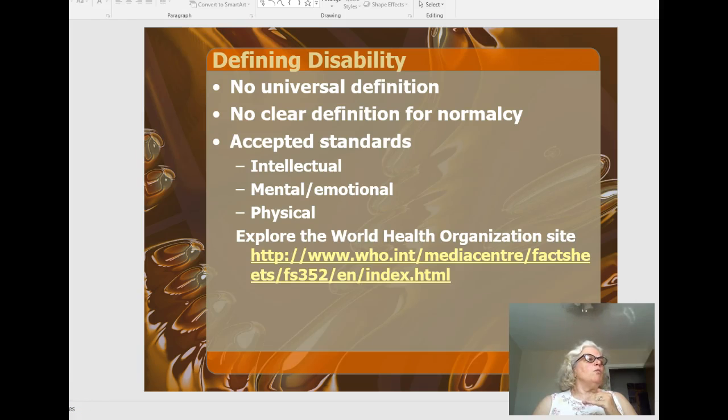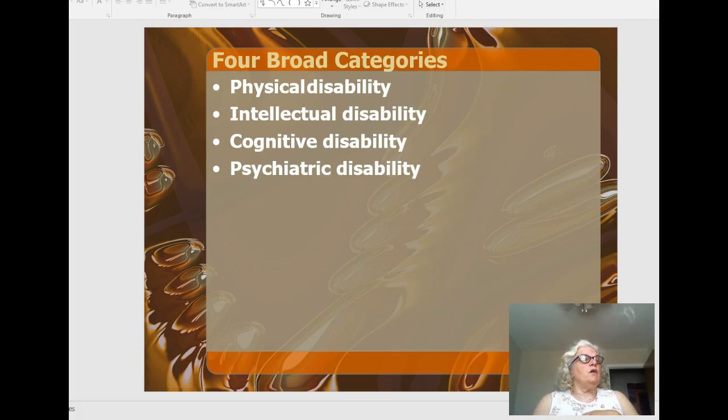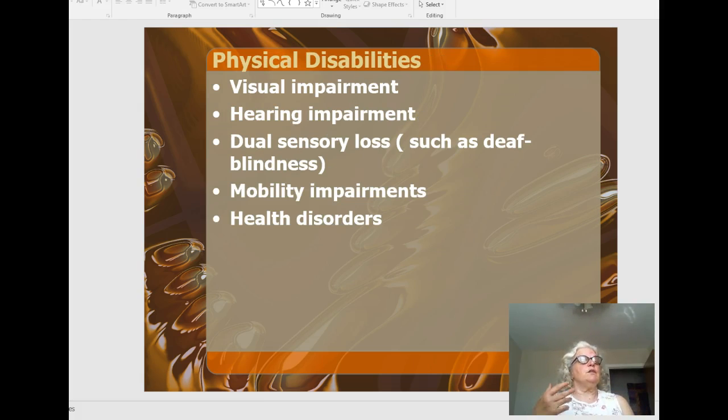So a quick review of this will give you some information. However, as you go back into this PowerPoint, you have things to click on and look at. There's no universal definition of disability, and there's no clear definition of normalcy. So we can clearly see that disability is a social construct. There are 4 broad categories of disability: physical disability, intellectual disability, cognitive disability, and then psychiatric disability. All of these play into the factor of what we consider disabled.